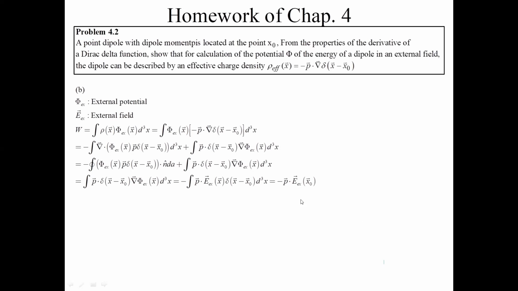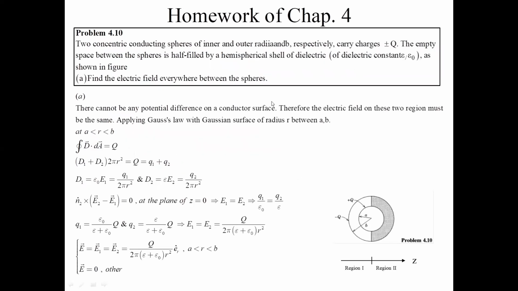Okay. And then for problem 4.10, this is a boundary condition problem. We want to find the electric field everywhere between the surfaces. So we just use Gauss's law, with a Gaussian surface chosen at r between a and b.